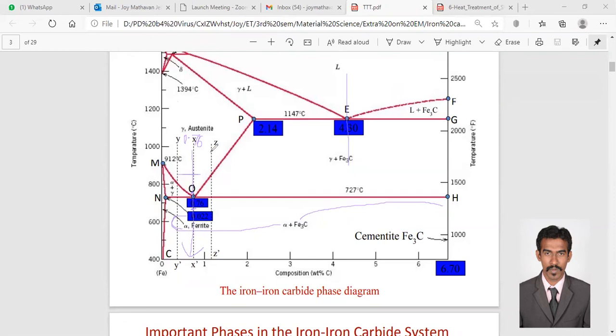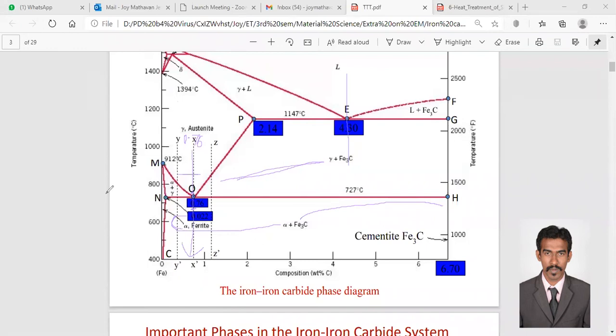If it is passing through the Z way from gamma austenite, it will take the gamma plus Fe3C form, and then it will take the alpha plus Fe3C form, right? Or if it passes through Y, it will start with the gamma form, then it will pass to the alpha plus gamma form, then it will come to the alpha plus Fe3C form.